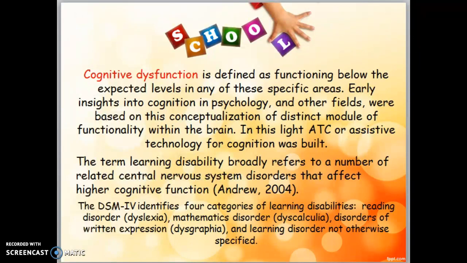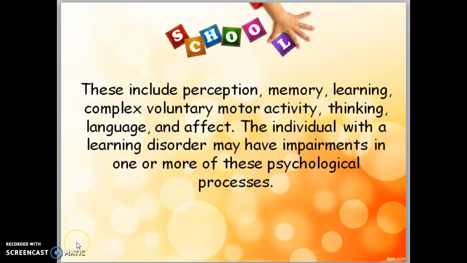The DSM-4 identifies 4 categories of learning disabilities: reading disorder, mathematics disorder, disorders of written expression, and learning disorders not otherwise specified. These include perception, memory, learning, complex voluntary motor activity, thinking, language, and affect. The individual with a learning disorder may have impairments in one or more of these psychological processes.